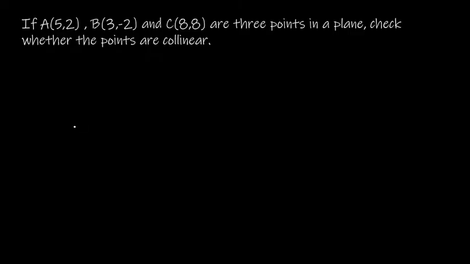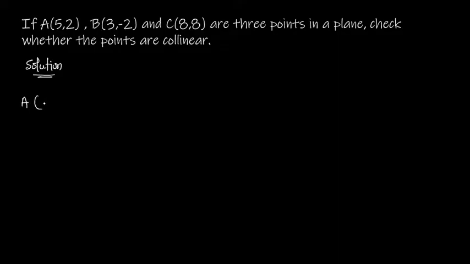So if A with the coordinate 5, 2, B 3, -2, and C 8, 8 are 3 points in a plane, check whether the points are collinear or not. Alright, so let's write down our solution. So you can go ahead and try calculating the gradient for the points AB, BC, and then AC to see if you will get the same answer for the gradient. Alright, so let's go ahead.